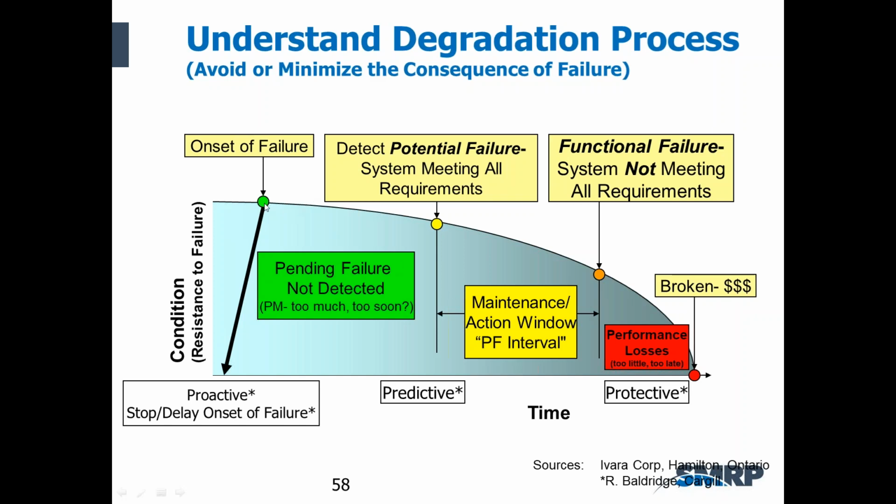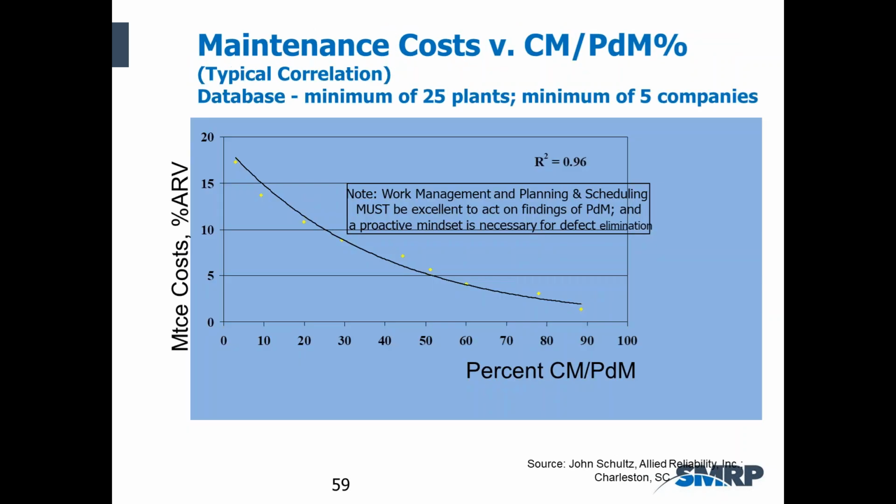Back here, onset of failure, what are we going to do there? Well, we're going to work to stop or delay the onset of failure through defect elimination and process improvement. That way we have a longer life of the equipment and we can minimize the risk of loss.